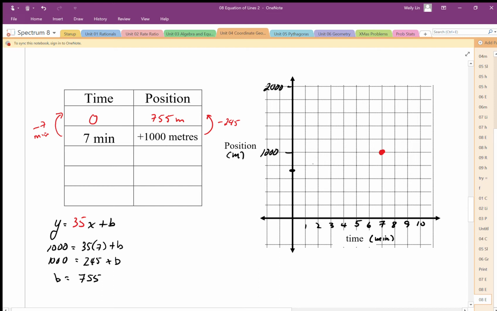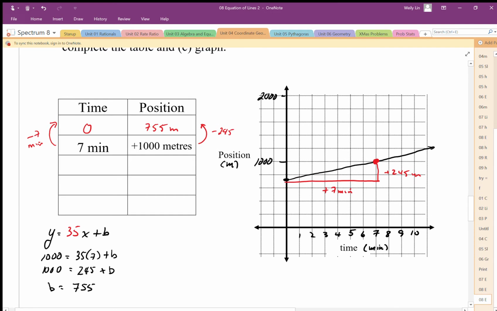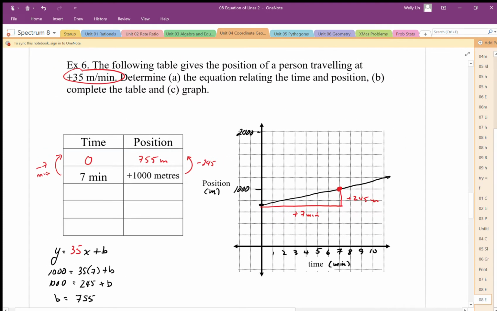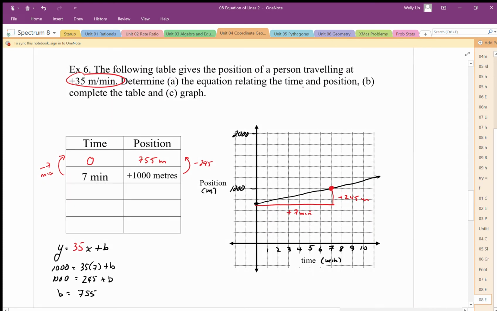Our constant rate of 35 meters per minute is going to give us that slope. And we can see that slope on the graph using that slope triangle here. So that's going to be plus 7 minutes, plus 245 meters, okay, which works out to be 35 meters per minute. So there's our equation. So we've come up with the equation of the line, okay, of this line.